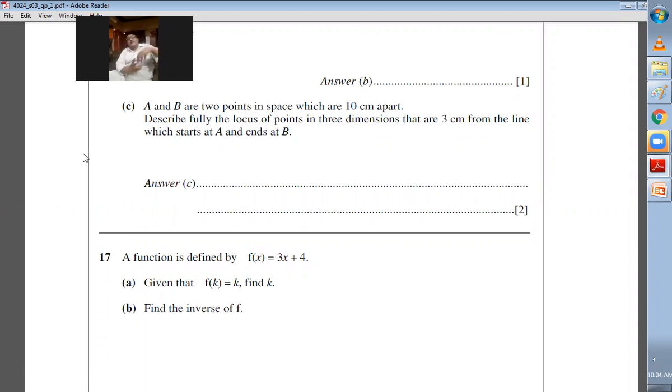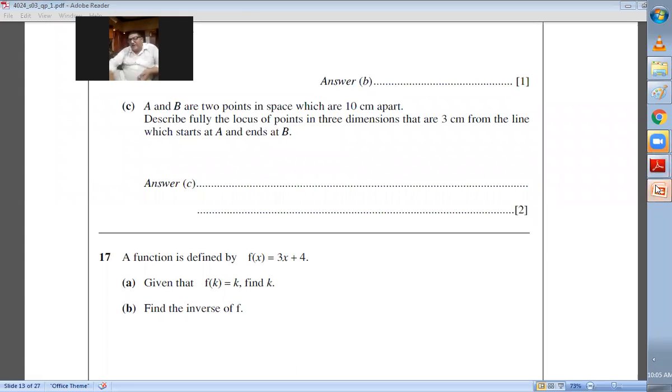So in 3D, if you have a line, and that will be like an axis, and around it you have to remain at 3 centimeters distance. So that will be a cylinder, which starts at A and ends at B. So on the sides it will be a cylinder. On the top you will have a hemisphere, and the bottom you will have a hemisphere. So this is how you will describe it.